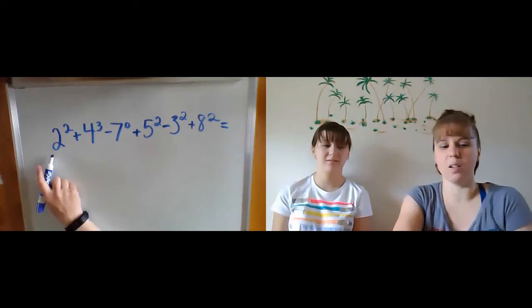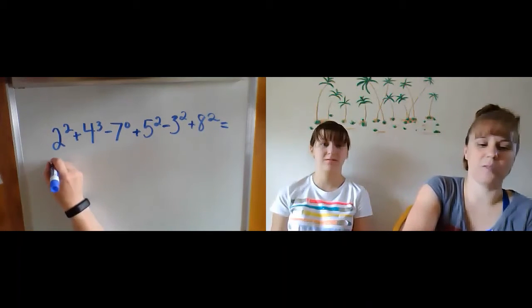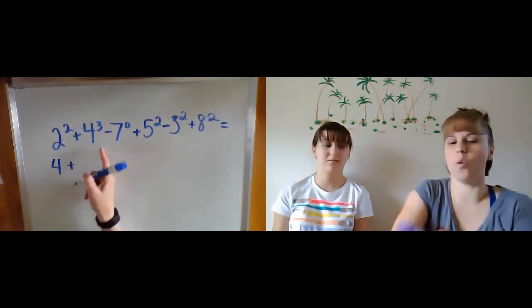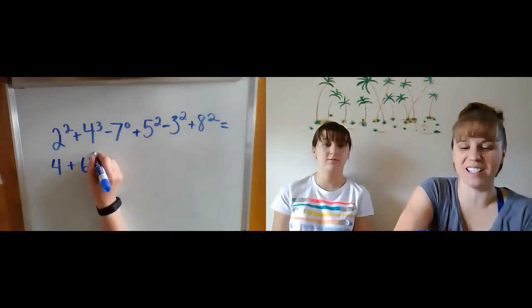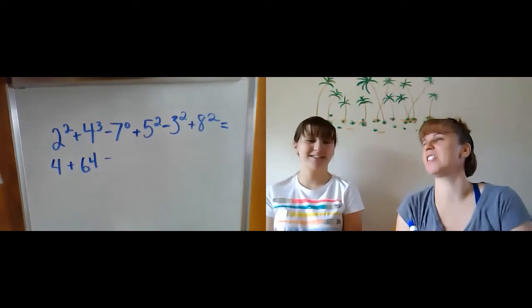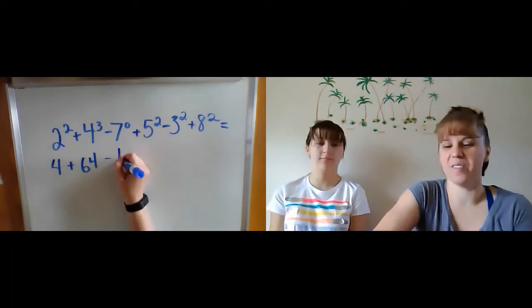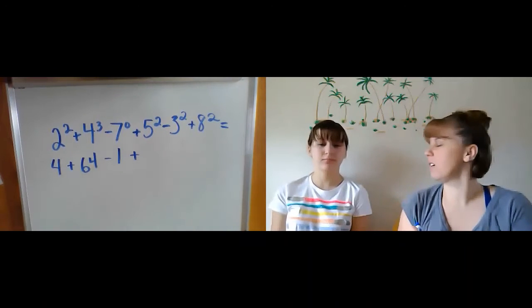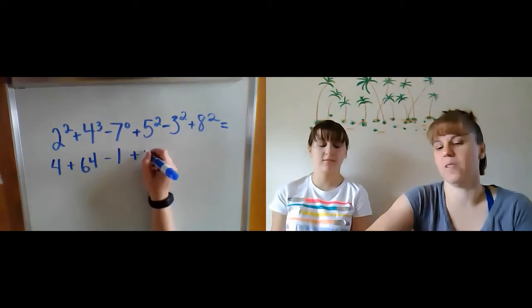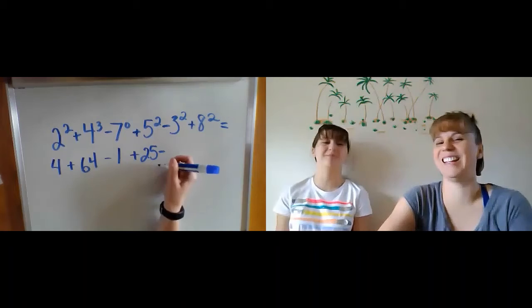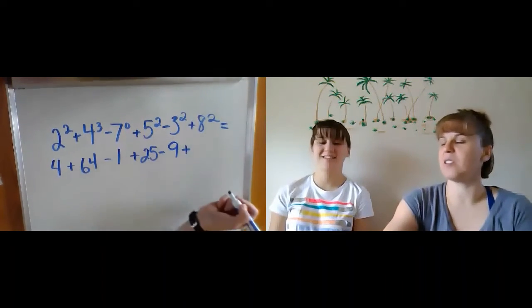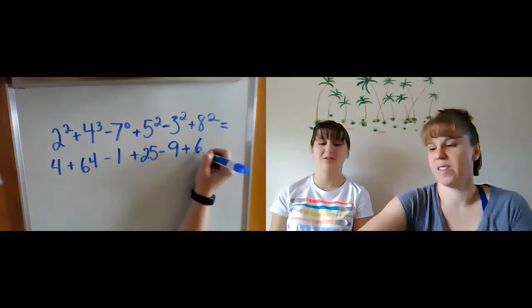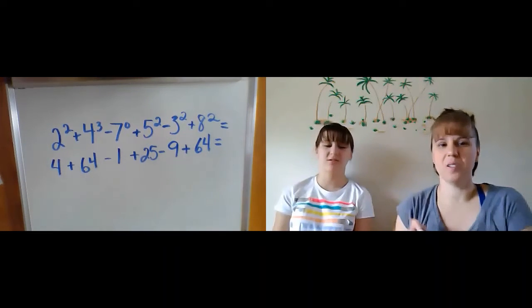Okay, so let's just start here at the beginning and find some values. Abby, what's 2 squared? 2 times 2 is 4. Plus 4 cubed. 4 times 4 is 16, times 4 is 64. We learned that one. 7 to the 0, Abby? 1. And 5 squared? 25. Abby, 3 squared? 9. And 8 squared? 8 times 8, 64. We do have 2 64s.